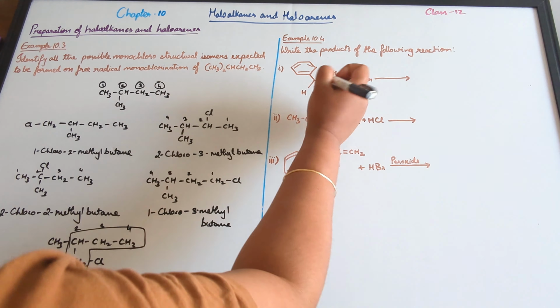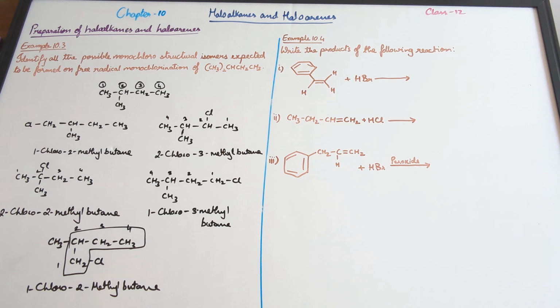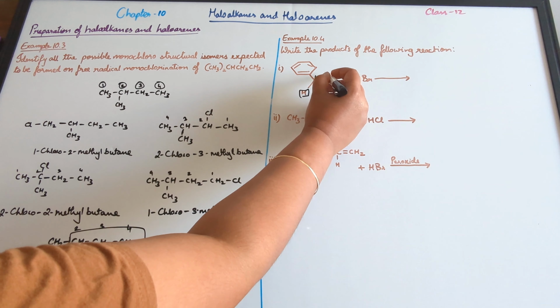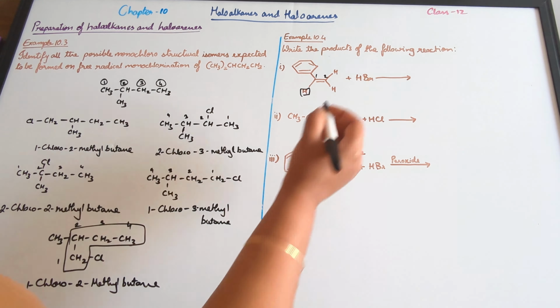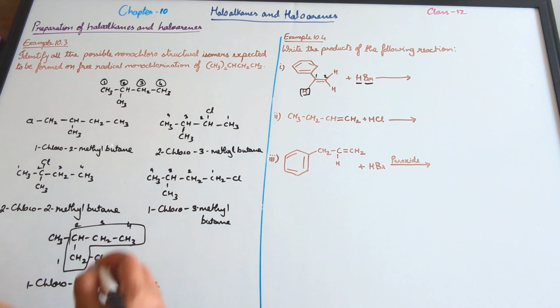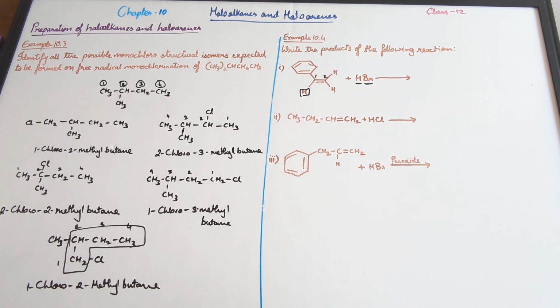In this question, you have these two carbon atoms, part of the double bond. The first carbon has just one hydrogen atom attached to it, whereas the second one has two hydrogen atoms attached to it. According to Markovnikov's rule, the negative part of the reagent will get attached to the carbon atom having fewer hydrogen atoms. The negative part of the reagent here is the bromine atom. So it will get attached to the first carbon, whereas the hydrogen will get attached to the second carbon.